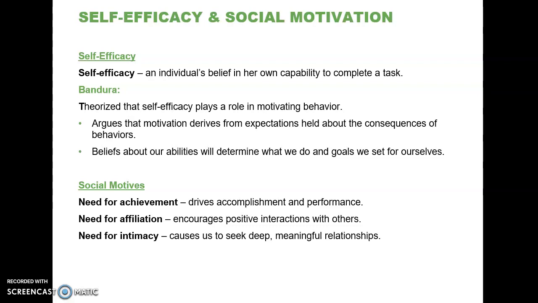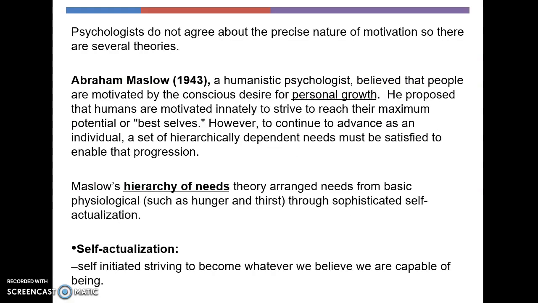We have social motives. We have a need to achieve. Really, we don't want to do things unless we're going to be able to accomplish it. We don't want to try to perform something that we know we can't do. We need to affiliate. We need to have positive interactions with others. We need to feel like we're a part of a group, and we need intimacy. We need deep, meaningful relationships. Some people need more than others, but we need that intimacy, that connection with people.